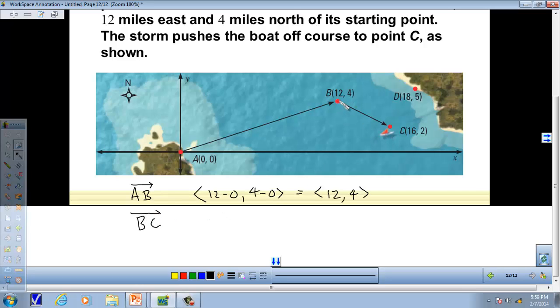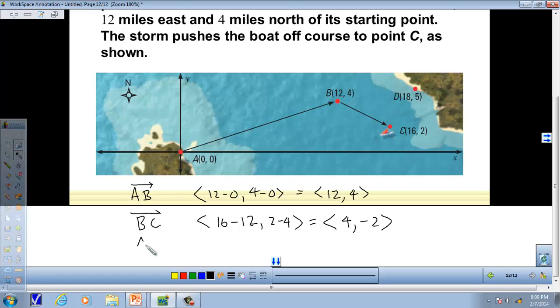This looks a little bit more confusing. We know the y coordinate is going to be negative, the x is going to be positive again. So if we do that, we use the same strategy. We start with the ending point, which is 16, and we subtract 12. And for the second part, we do 2 minus 4, because remember that's going to be negative. If we do that, we have 16 minus 12 is 4, and 2 minus 4 gives me a negative 2. So this would go 4 to the right and 2 down.